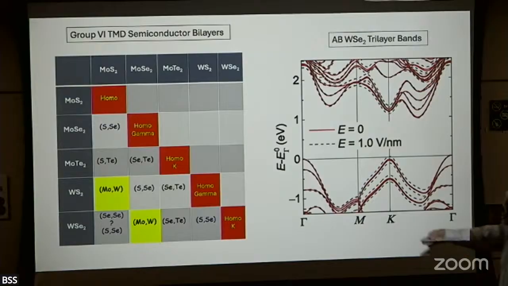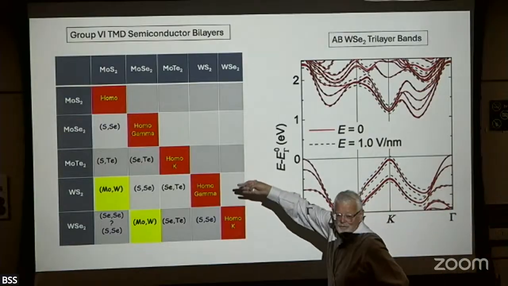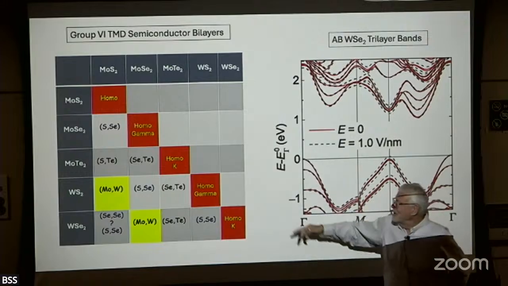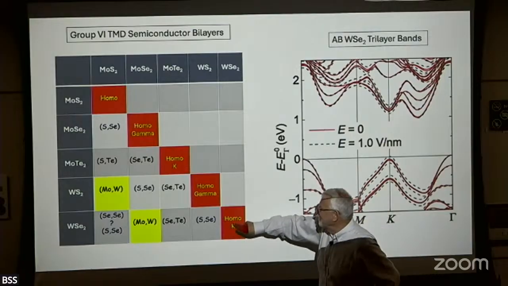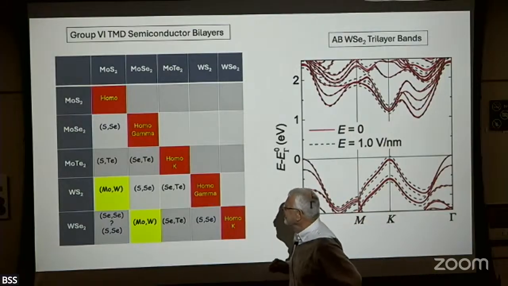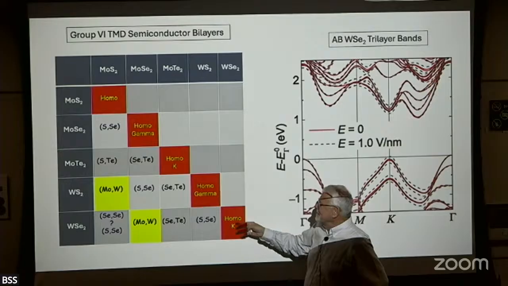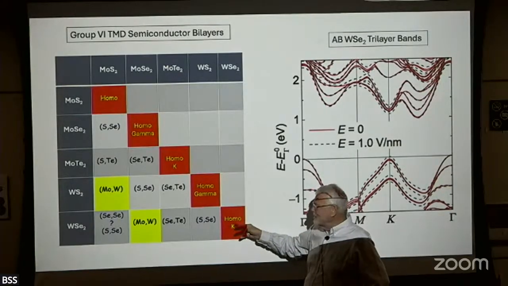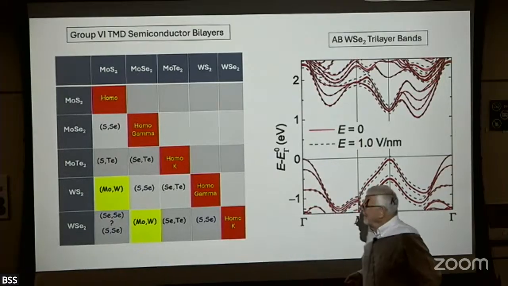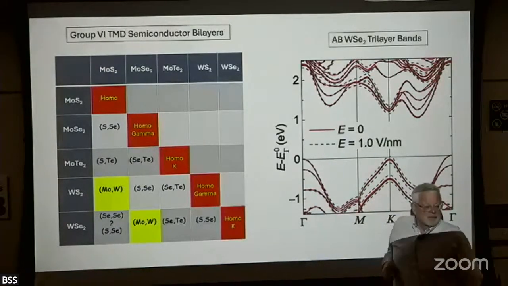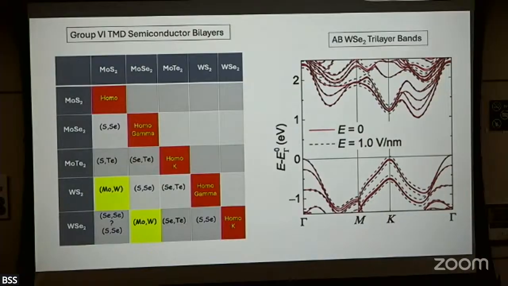I've had many versions of this figure over the years. So this says in a bilayer, with this notation, the red ones are the homo bilayers. And this notation says whether the top of the valence band is at the Brillouin zone corner or the Brillouin zone center, microscopically. And it turns out DFT doesn't get this right, more or less. You have to trust experiment.